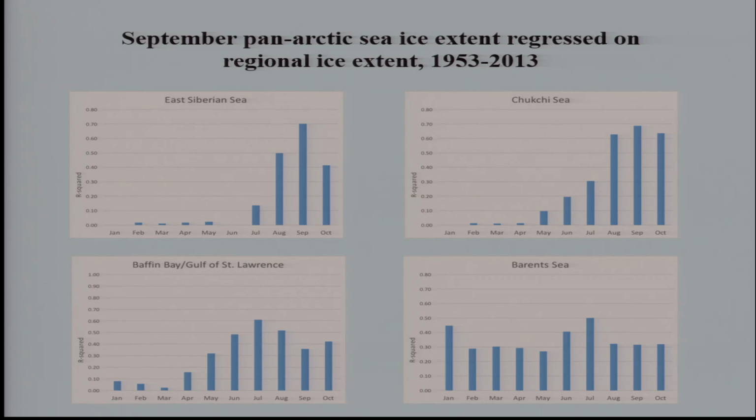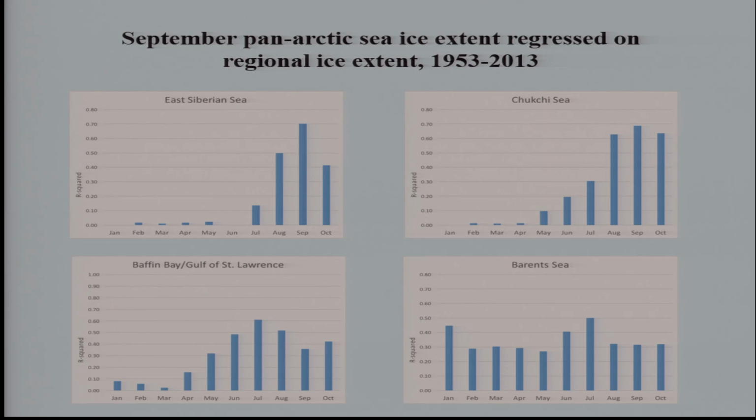We're correlating the September Pan-Arctic extent with the earlier ice extents in different regions, different sectors. And you can see here that the correlations with the northern regions tail off to zero, mainly because there's no variability in the winter months to correlate with.